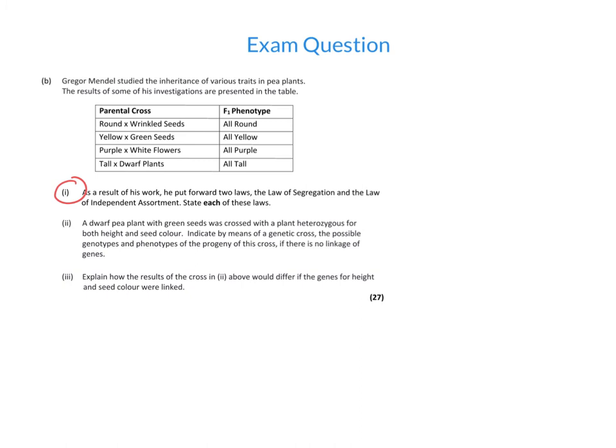So when round and wrinkled seeds were crossed, they all ended up round. When yellow and green seeds were crossed, they all ended up yellow. When purple and white flowers were crossed, they all ended up purple. And when tall and dwarf plants were crossed, they all ended up tall.